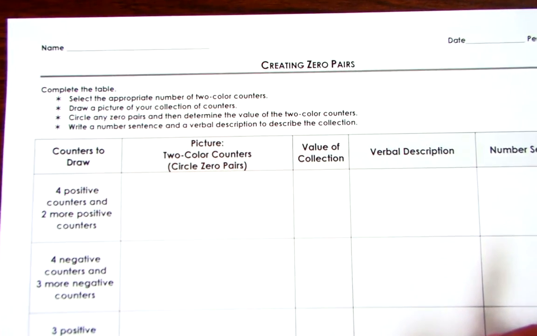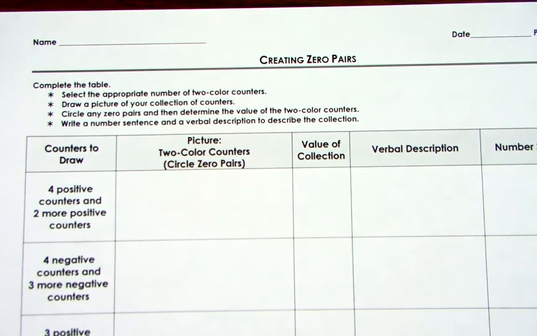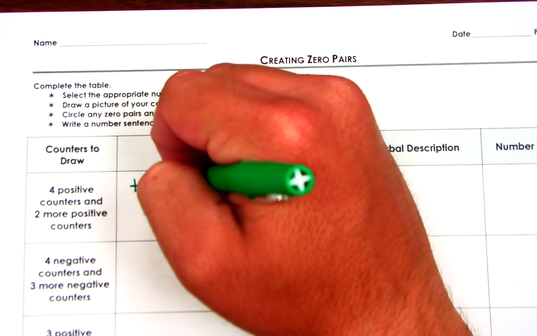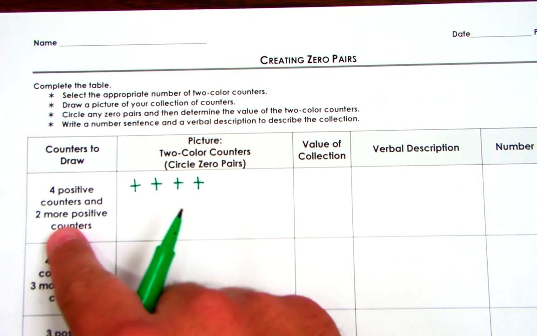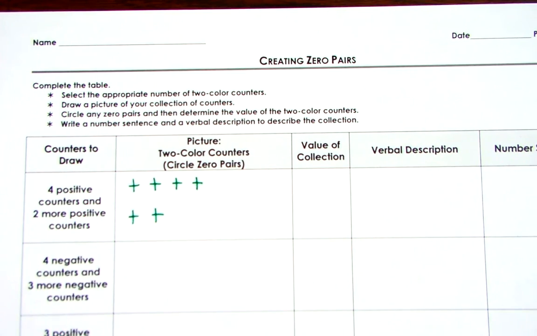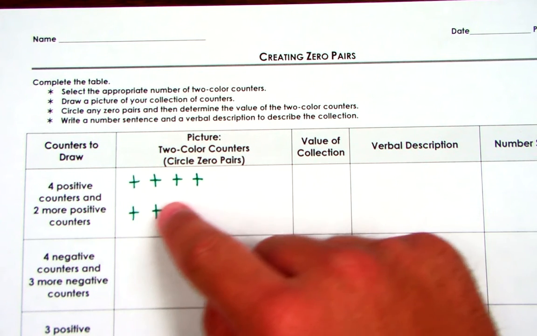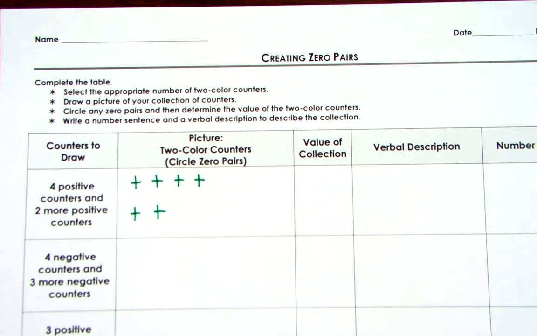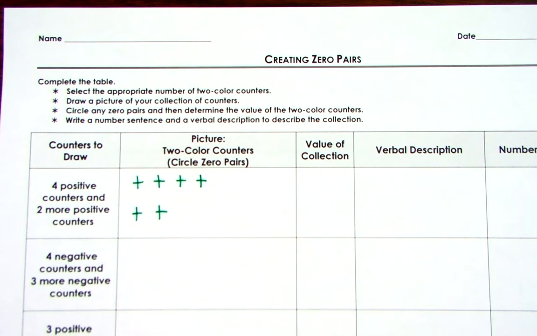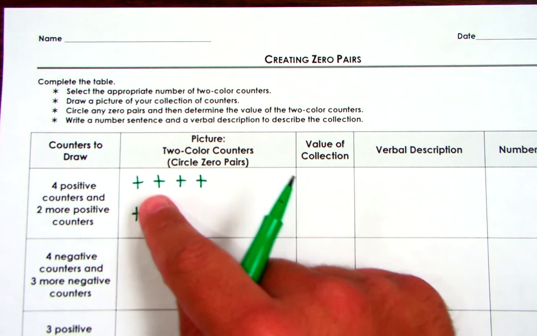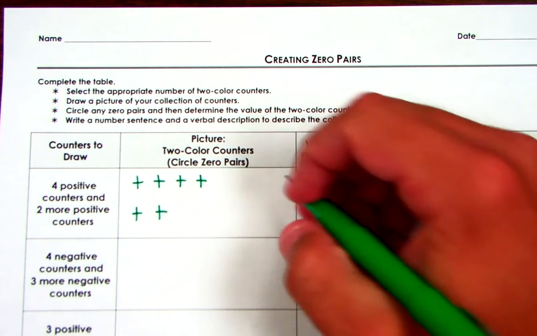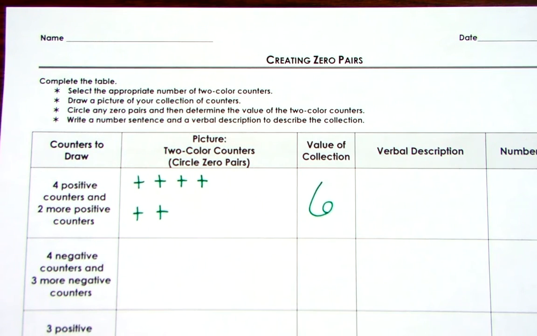So the first example says we have 4 positives. Now I'm not using counters, I'm using positive signs. And then it says we have 2 more positives. So these are like the 4 positive pirates and the 2 positive pirates. What do they have in common? Well, they are all positive pirates. So since they're all the same, you just add up how many you have. We have 1 positive, 2, 3, 4, 5, 6. Your answer would just be 6 there.